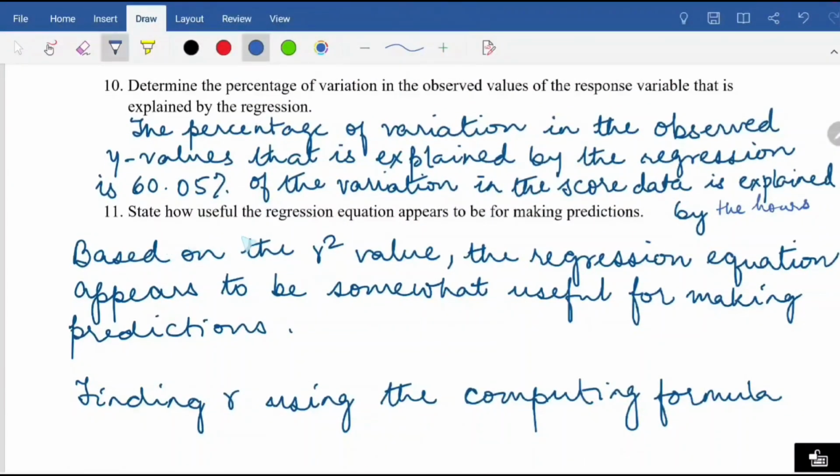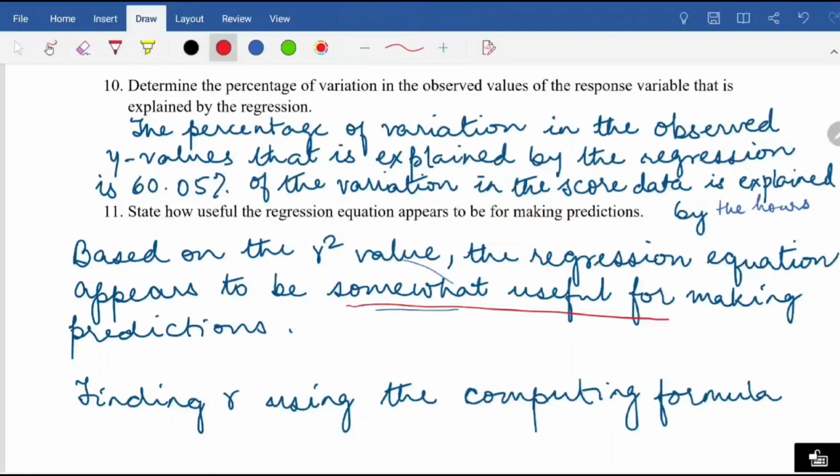Number 11, state how useful the regression equation appears to be for making predictions. It's moderately useful, right? It's 60.05%, or 0.6005. So we can say it's somewhat useful, moderately useful for making predictions. Remember, the closer it is to 1, the more useful it is for making predictions.